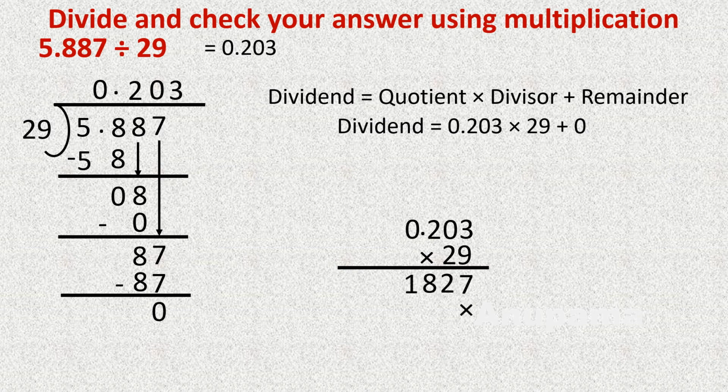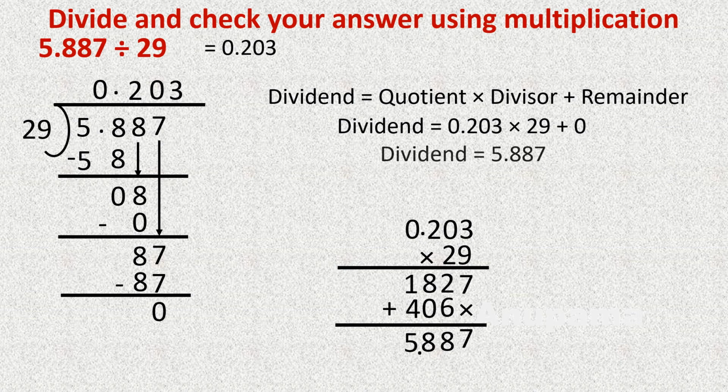So here, 9 threes are 27, 9 twos are 18, and we will mark one cross here. Then we will multiply by 2. 2 threes are 6, 2 zeros are 0, 2 twos are 4, and we will add this. 7, 6 plus 2 is 8, 8, 4 plus 1 is 5. Now we will put the decimal point because there are 3 decimal places in 0.203. That's why in the product also there will be 3 decimal places. So 5.887 is our answer, which is equal to the dividend.